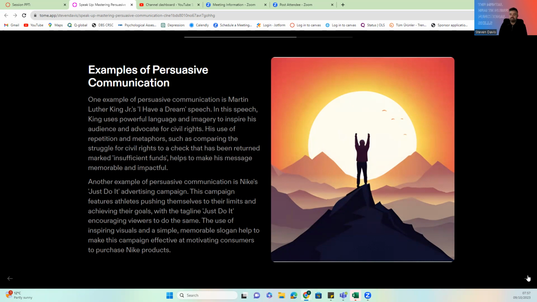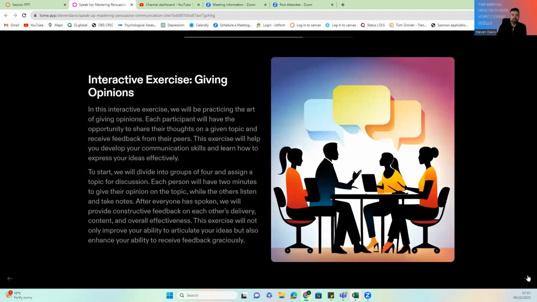Another example of persuasive communication is Nike's Just Do It advertisement campaign. This campaign features athletes pushing themselves to their limits and achieving their goals, with the tagline Just Do It, encouraging viewers to do the same. The use of inspiring visuals and simple, memorable slogans can help make this campaign effective and motivate customers to purchase the products.